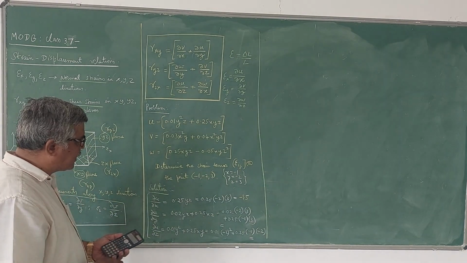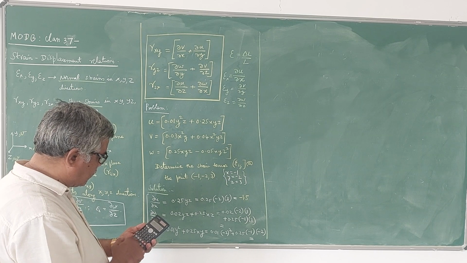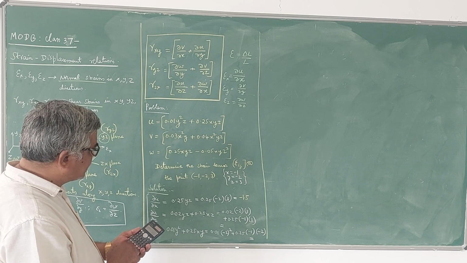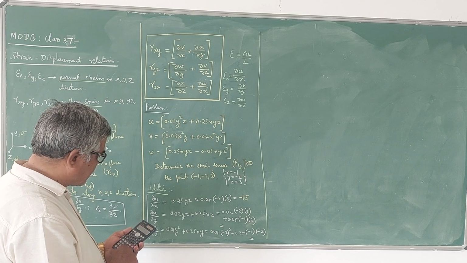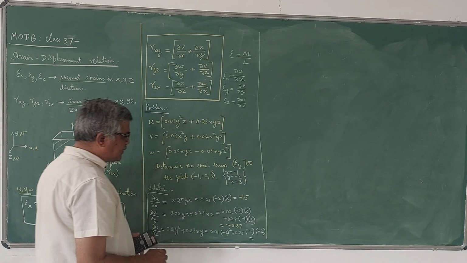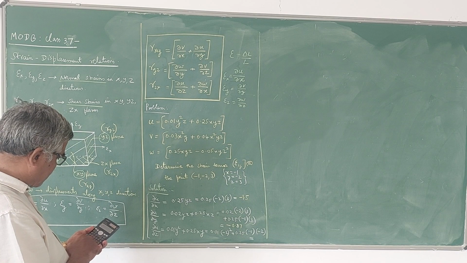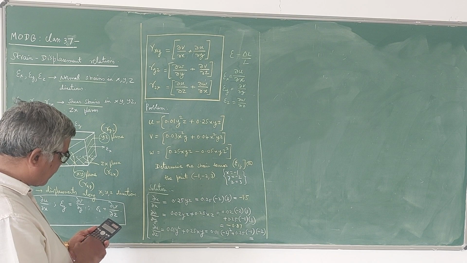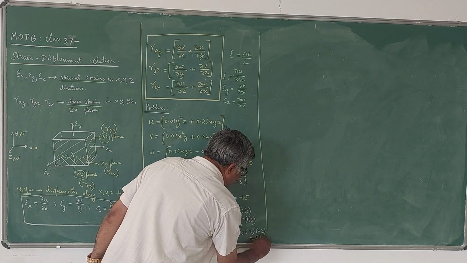Second value I will take, that is minus 0.02 into 6. Then minus 3 into 0.25, that is 0.75. So it becomes minus 0.87. Now the third value is 4 into 0.01, that is 0.04. Then plus 0.25 into 2 is 0.5. So it becomes 0.54 positive. So these three are the values.